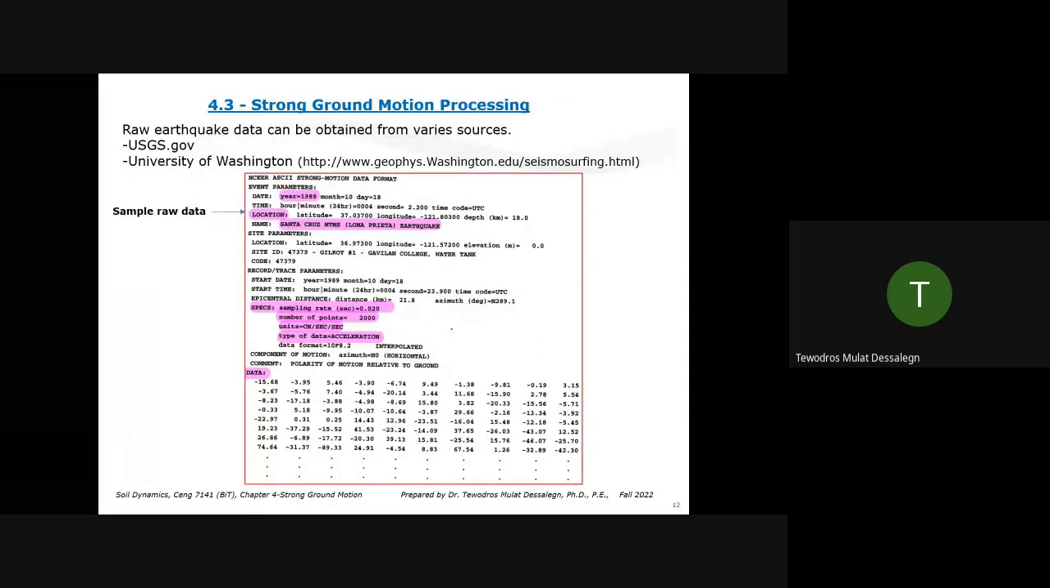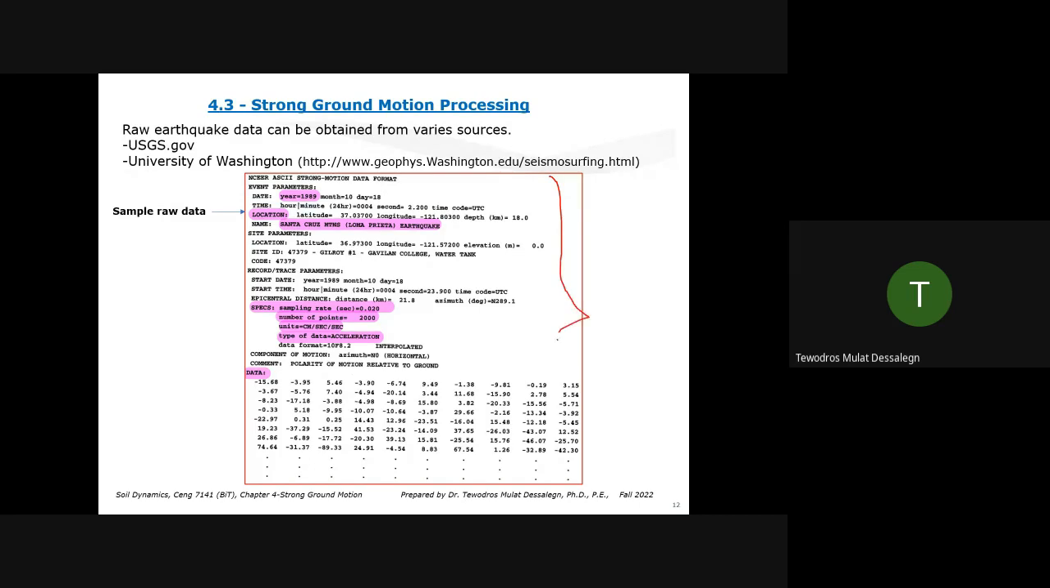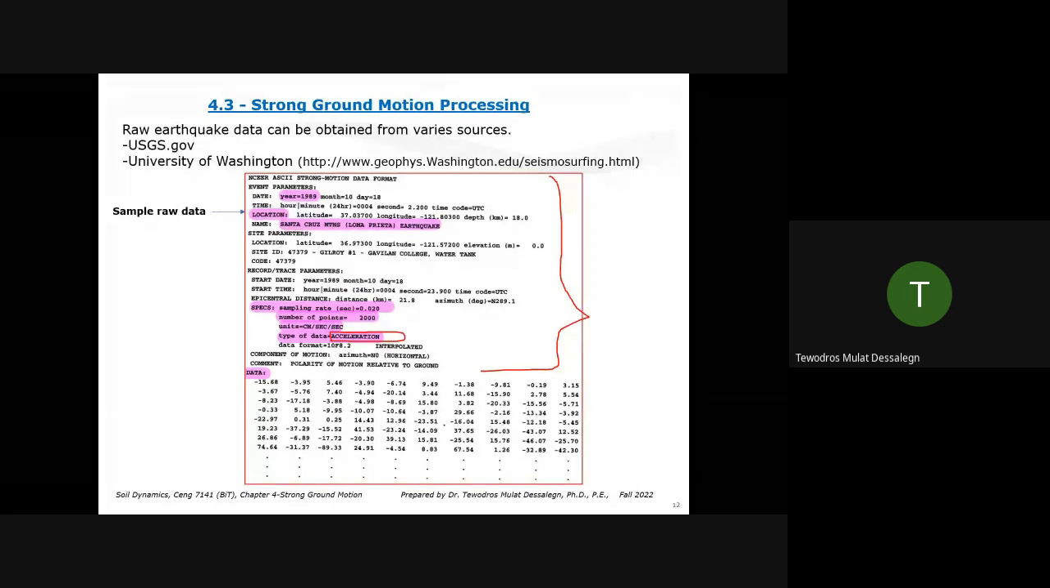And strong ground motion processing: once you record it, it's common to have this kind of data recording. The data that you get has information in a heading. For example, this data is an acceleration record. The type of data is acceleration record; you use accelerometers, that's what you get. Units are centimeter per second squared. Number of points: there are 2,000 points in this data.